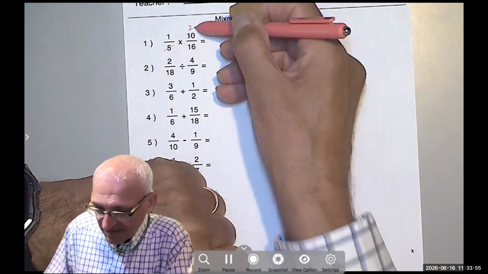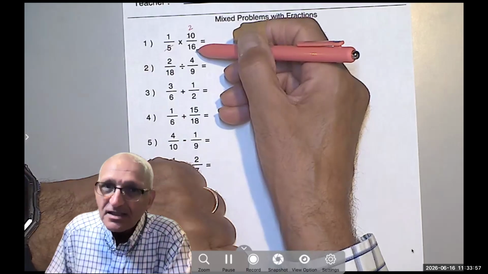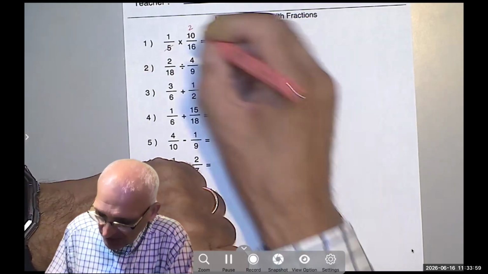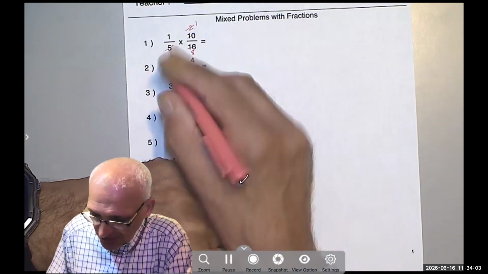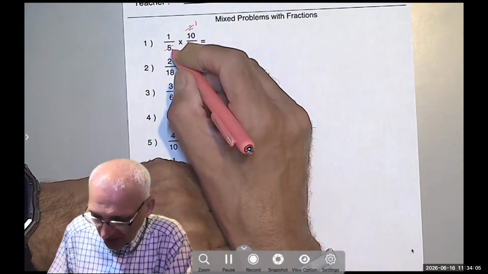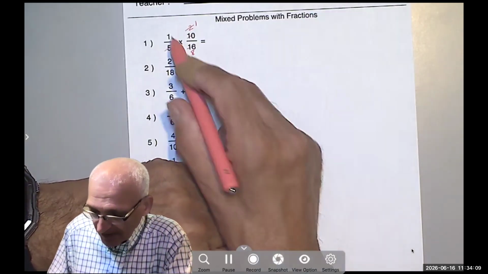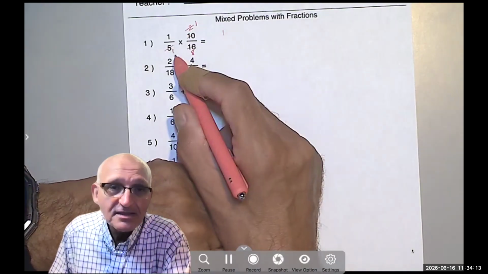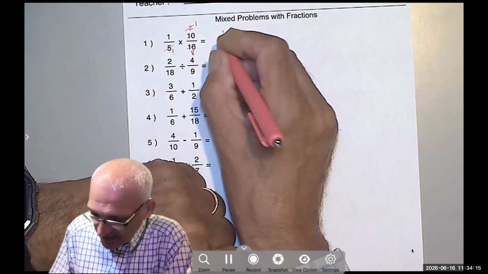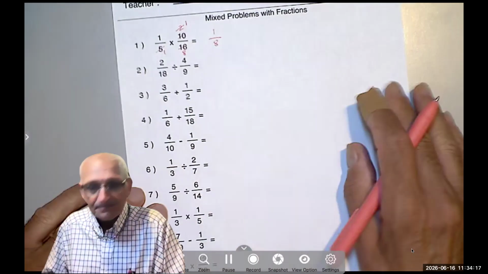And then 2 and 16 are both even, meaning they are both divisible by 2. So I divide by 2, I get 1. I divide by 2, I get 8. Notice when you divide 5 by 5, you get 1. Really, we don't write it, but there is a 1 there. So when I multiply the numerators, I get 1 times 1 is 1. When I multiply the denominators, it's 1 times 8 is 8. 1/8 is the answer.